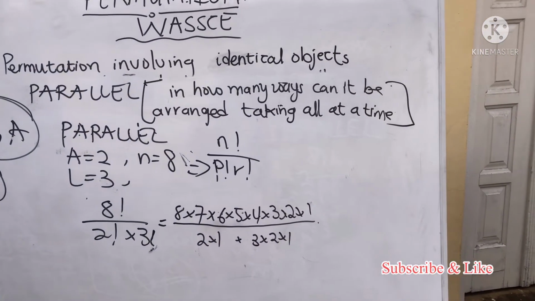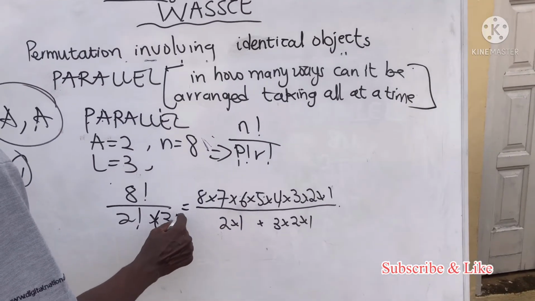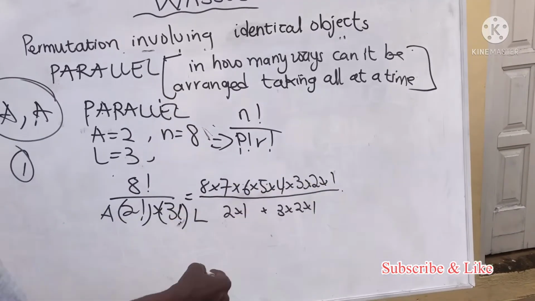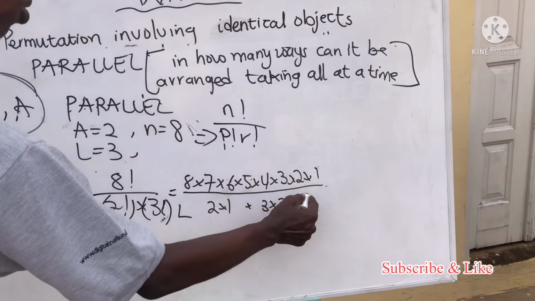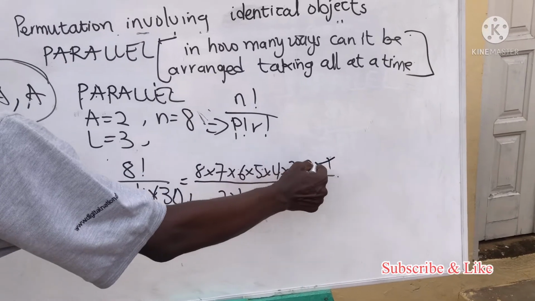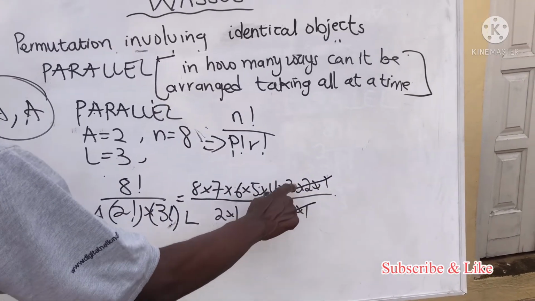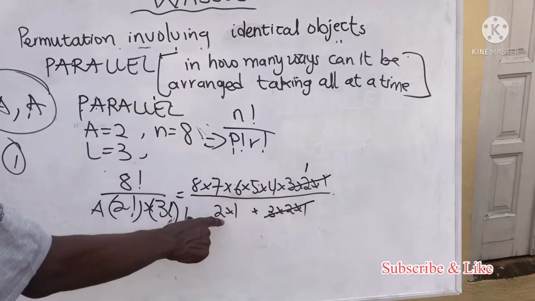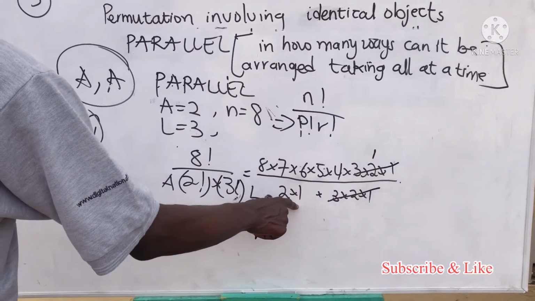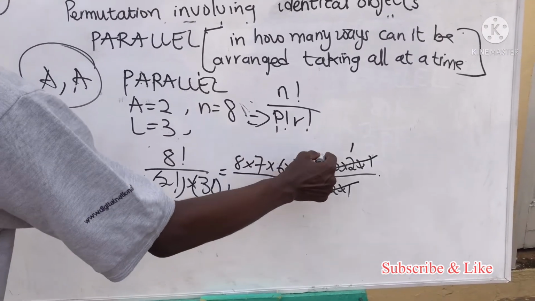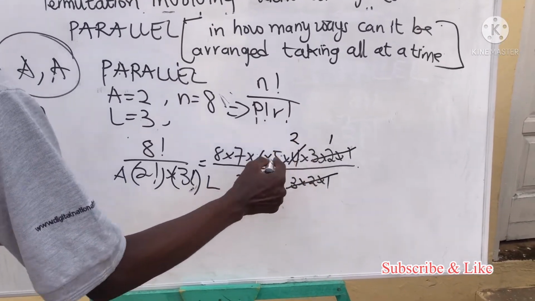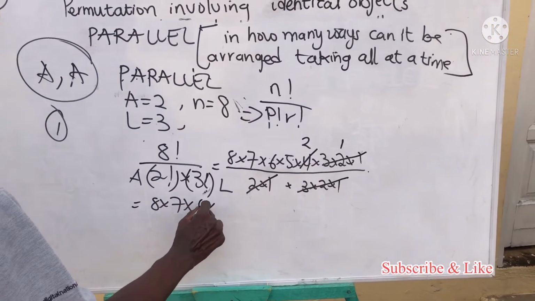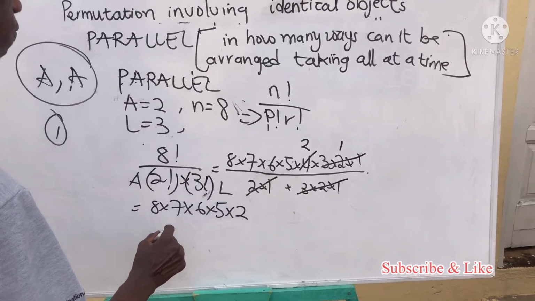Now we know that this stands for L, and this stands for A. We want to cancel out to get only one item of L. So this L will cancel this: 3 times 2 times 1, 3 times 2 times 1. So we get only one item here. Now we have A. A is 2 times 1, which is the same as 2. So 2 will go here. Now we will get 8 times 7 times 6 times 5 times 2.